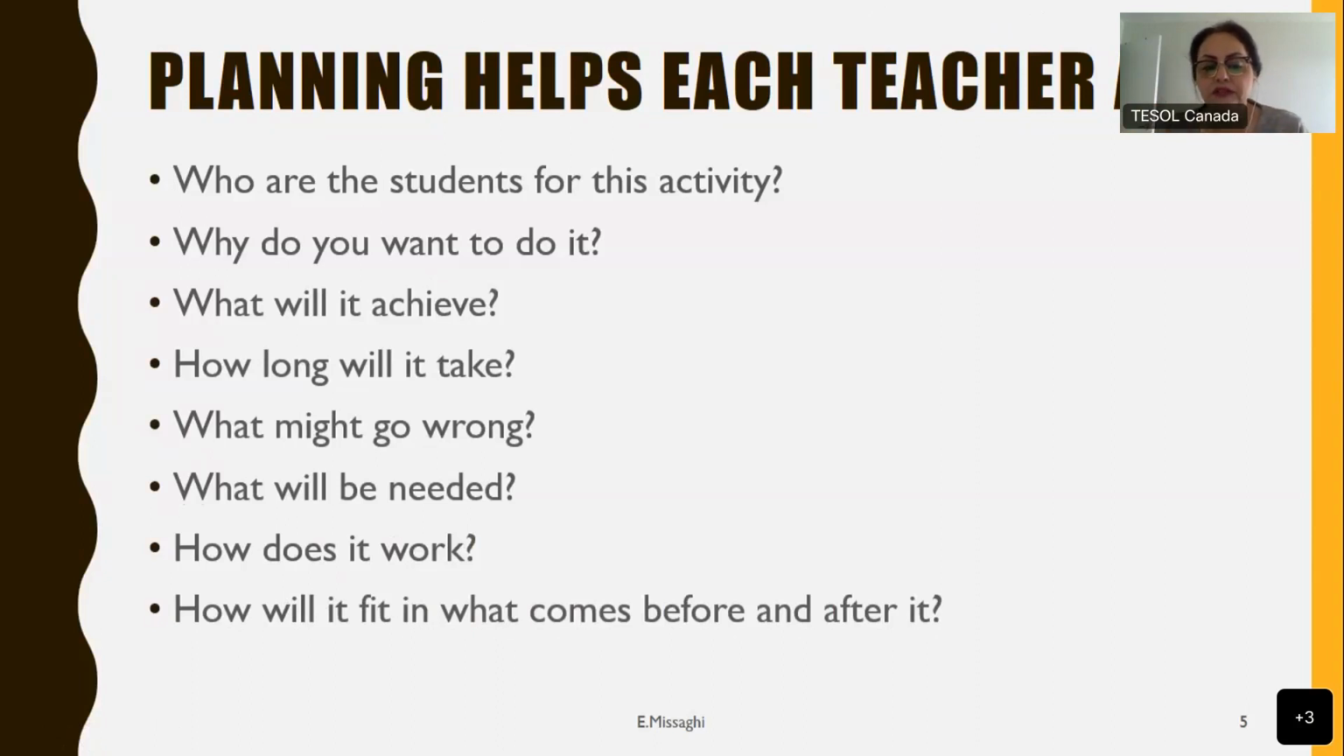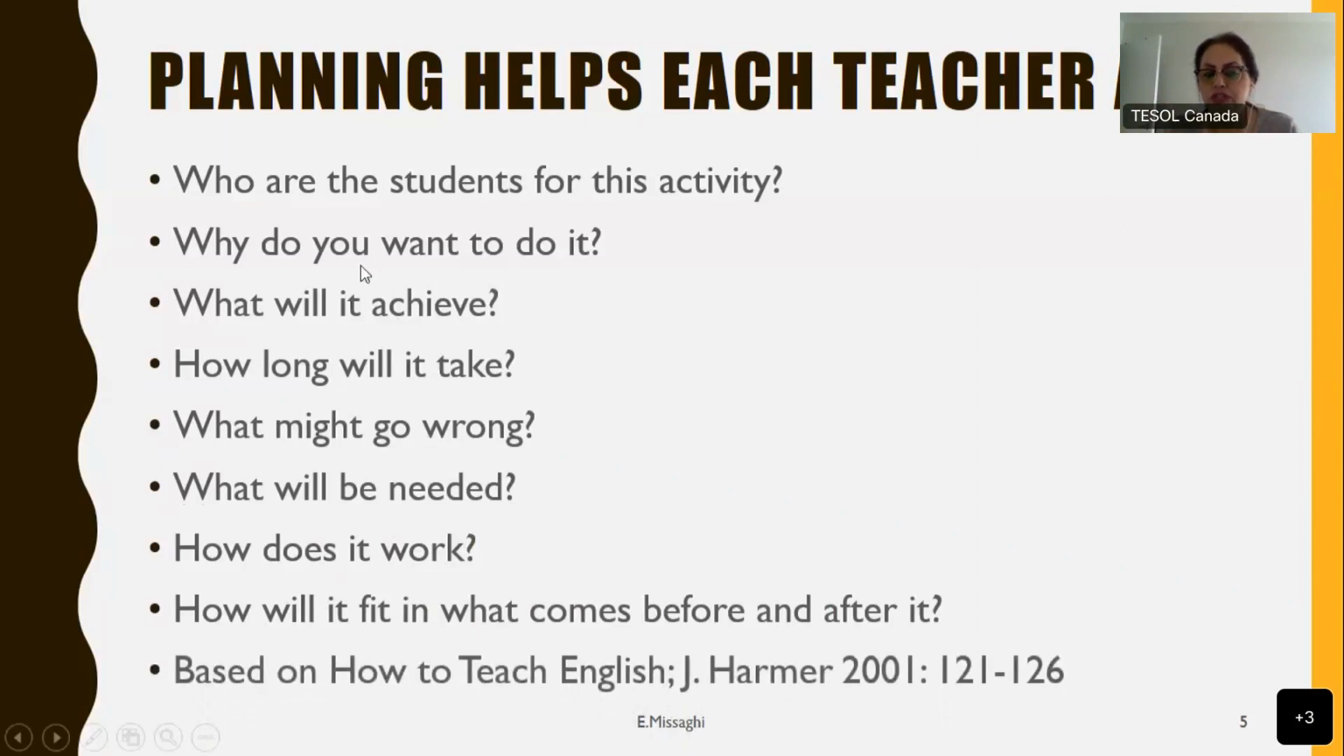And how will it fit? What comes before and after? Activities in the class are like chains. They need to complete each other. They're not separate. That's why we say teachers should be organized, so the plan should be organized.